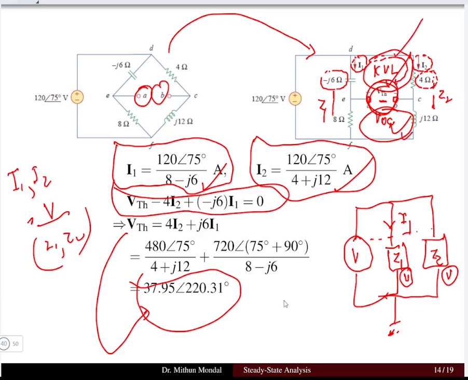So I'll get the voltage. So voltage Thevenin I have got, and Z Thevenin I have also got. Now my circuit is a voltage Thevenin in series with the Z Thevenin. So this is Thevenin's theorem.